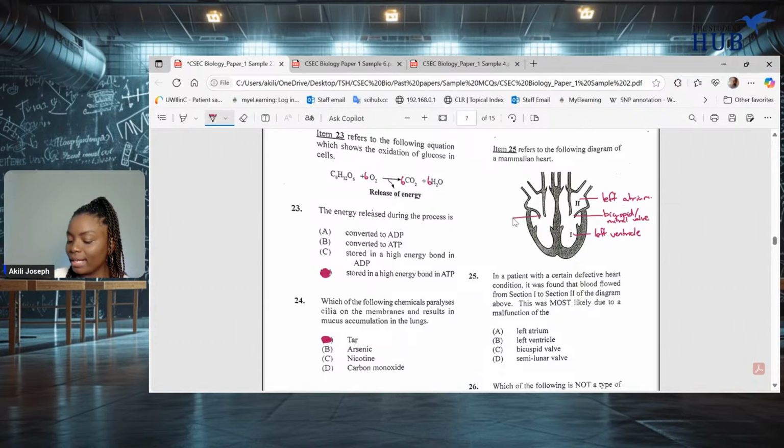What's the name for the other atrioventricular valve separating the other two chambers? So the answer here is C. But what's the name of the other valve separating your right atrium and ventricle? That's going to be your tricuspid valve. And these here would be your semilunar valves, right? The one leaving the right ventricle is going to be, which valve is that?